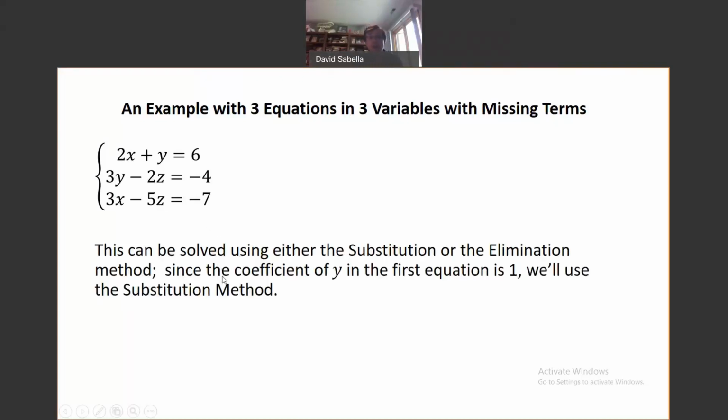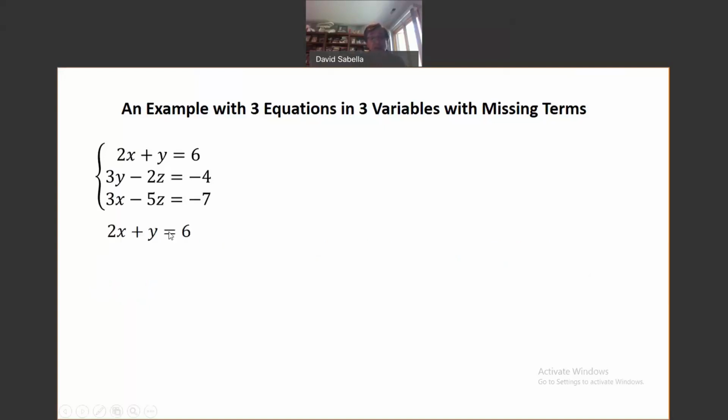So what I'm going to do is use the substitution method on the first equation and get 2x plus y equals 6, or y equals negative 2x plus 6. Now I'm going to take y equals negative 2x plus 6, plug it into the second equation, and solve it for z. So that gives me 3y minus 2z equals negative 4, and now I'm going to substitute the y with negative 2x plus 6 right here.